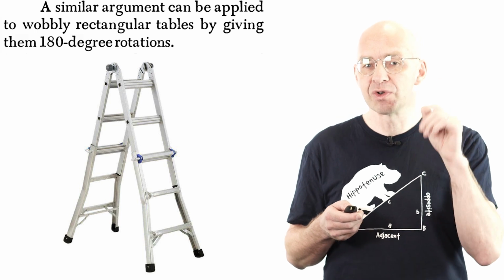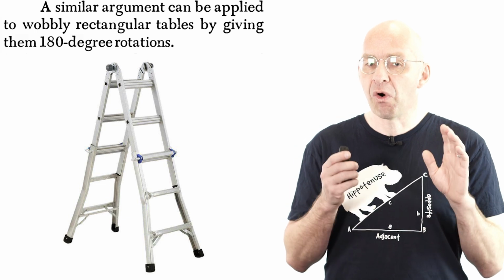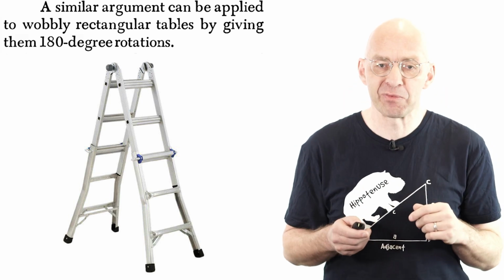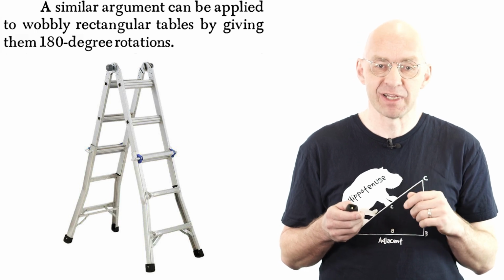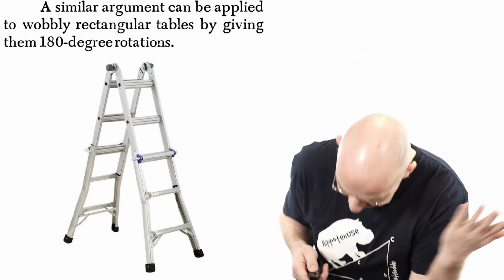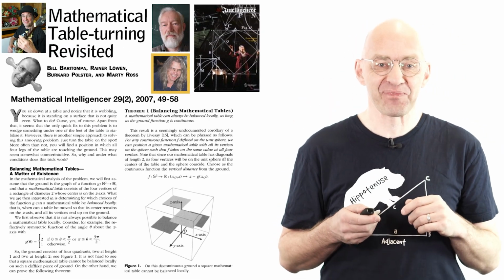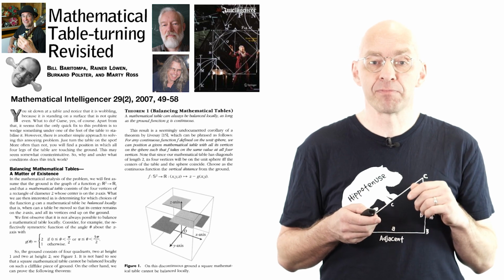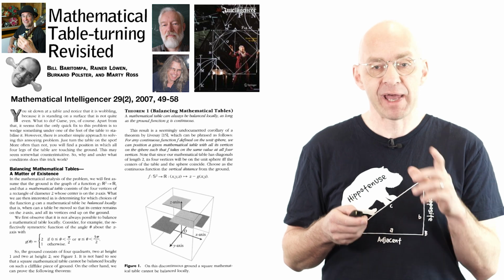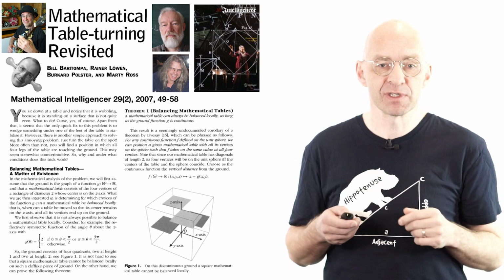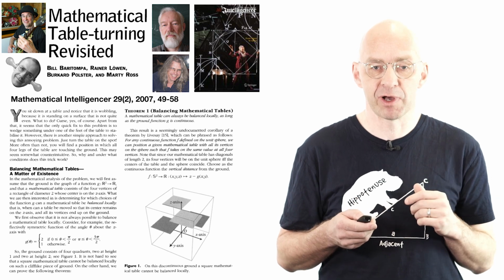Now, before I show you how to extend the argument to rectangles, let me tell you about the almost definitive paper on wobbly tables, which a couple of friends and I published in 2007 in the Mathematical Intelligencer. There, Marty is also taking a bow. This paper was all about making the wobbly table argument into a nailed-down mathematical theorem by hammering out on which surfaces a perfect rectangular table can be stabilized by turning it on the spot.